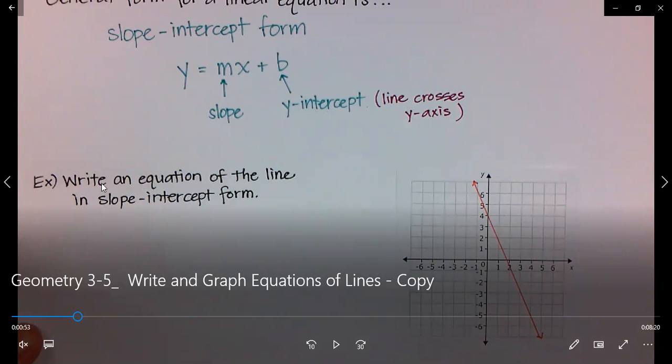The question is, write an equation of the line in slope-intercept form. So we said that the slope-intercept form means y equals mx plus b. So we have two different variables, and we are going to search for them. First is the slope, second is the y-intercept.